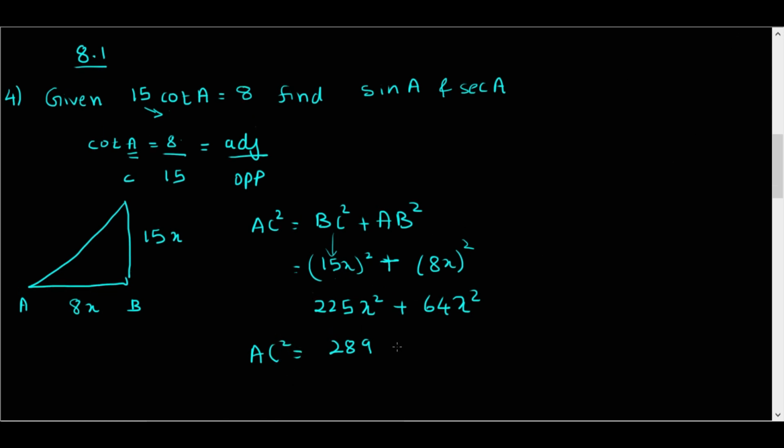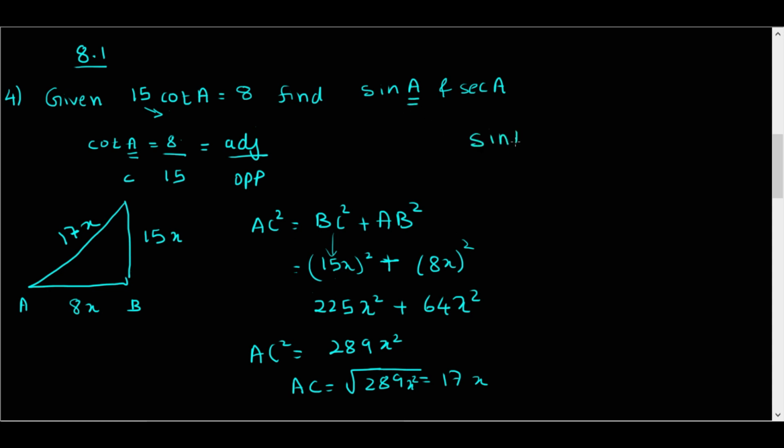AC is equal to root of 289. So AC is root 289, which is 17. So AC is 17. I missed out an x here. So root of 289 x square. So this is 17x. Now I want sin A.